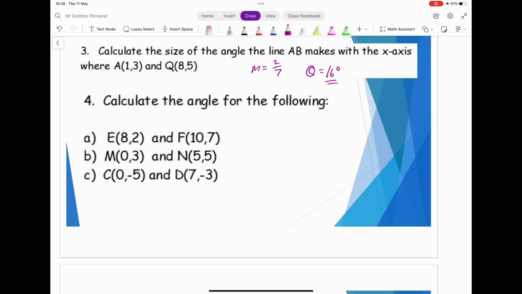These questions below are very, very similar. You're doing the same sort of thing. Find the gradient and then tan theta. And the first one's 68.2, second one 21.8, and 15.9 degrees. Okay, we can move down now and have a look at what's coming next.